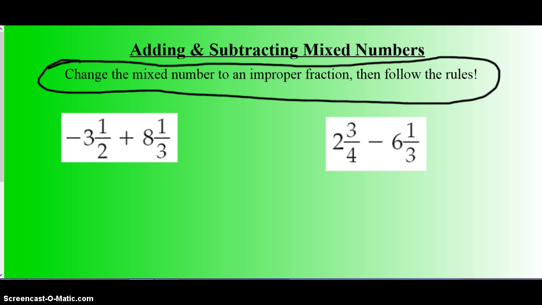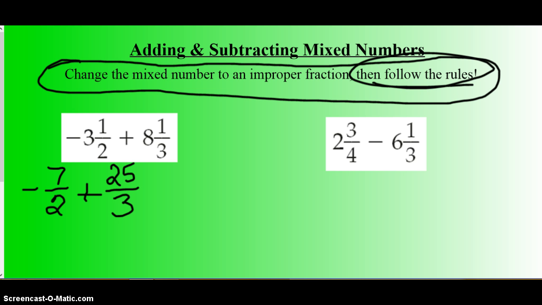So going from negative 3 1/2 into an improper fraction, 3 times 2 is 6, plus 1 is 7. Those are negative sign there, so negative 7/2. Plus 8 1/3, we've got 8 times 3 is 24, plus 1 is 25. Denominator stays the same. From here, this is that one extra step, but from here you just follow the rules that we had from the other page.